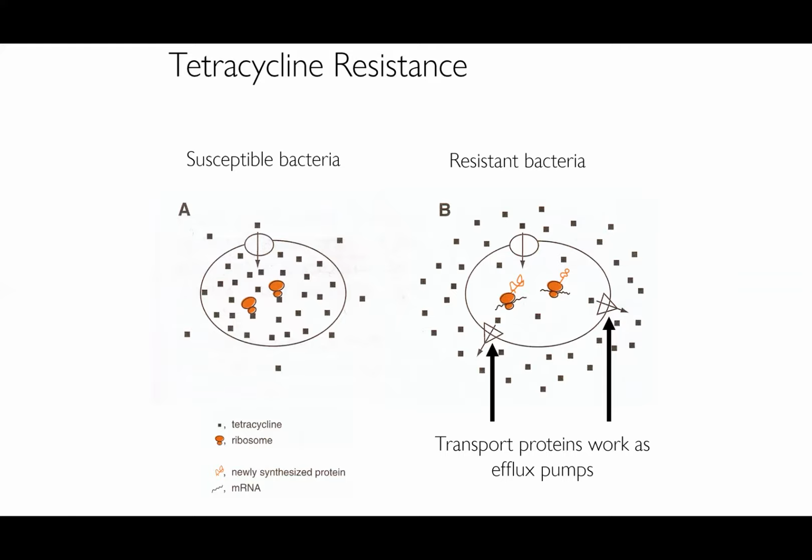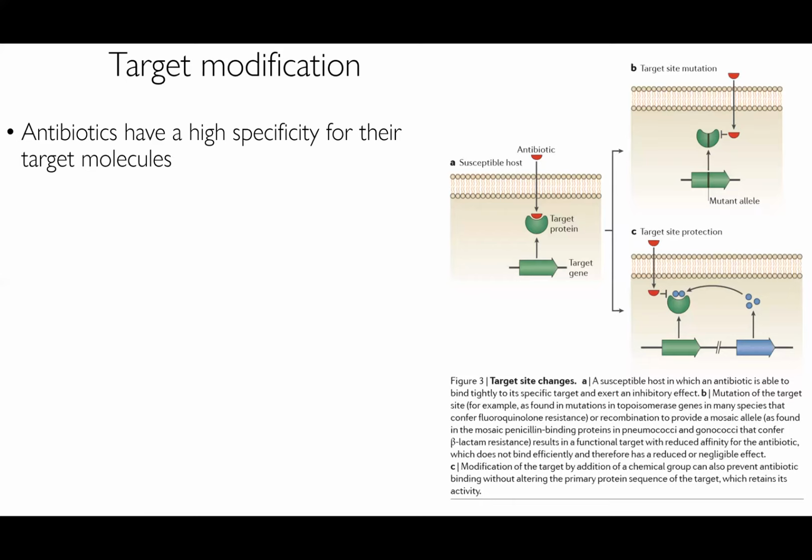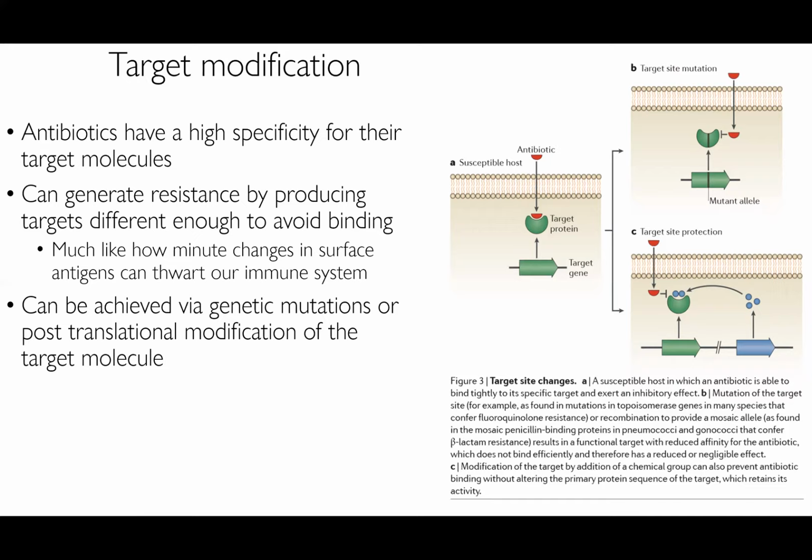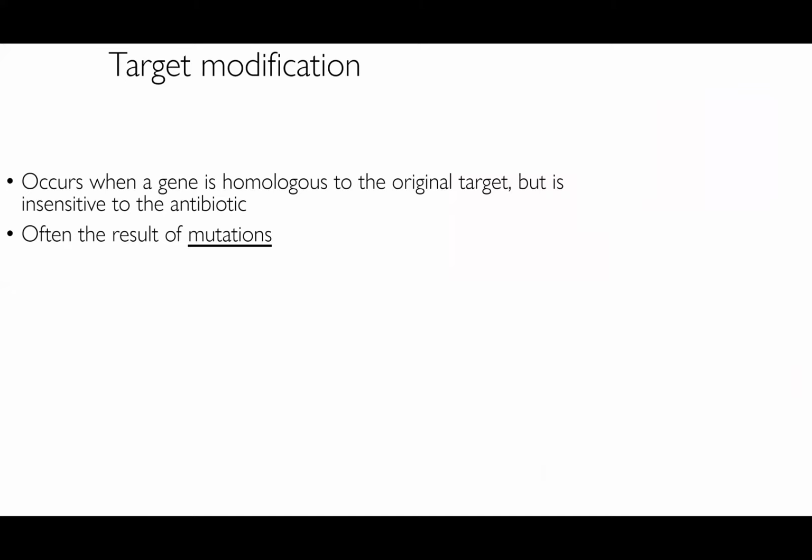So mechanism two is protecting the target molecules. Remember, antibiotics have a particularly high affinity or specificity for their target molecules. And so bacteria can generate resistance by producing targets different enough to avoid binding. Much like how a minute change in surface antigen can thwart our immune system, as we talked about with viruses. This can be achieved via genetic mutation or post-translational modification of a target molecule. Target modification occurs when a gene is homologous to the original target, but is insensitive to the antibiotic. This is typically a result of mutations.